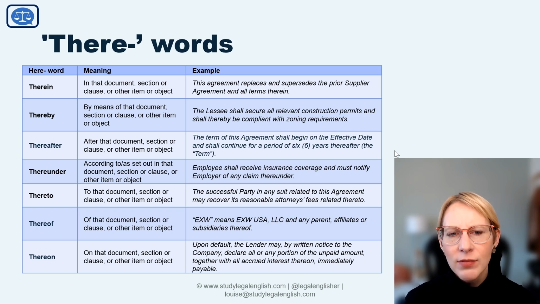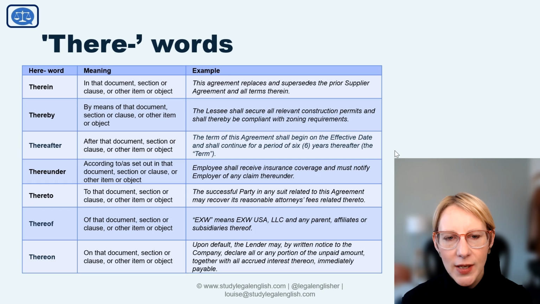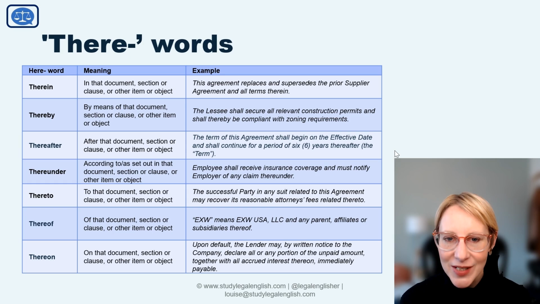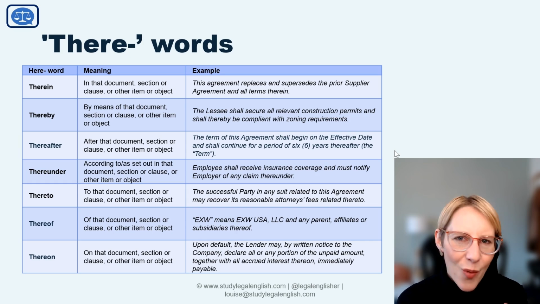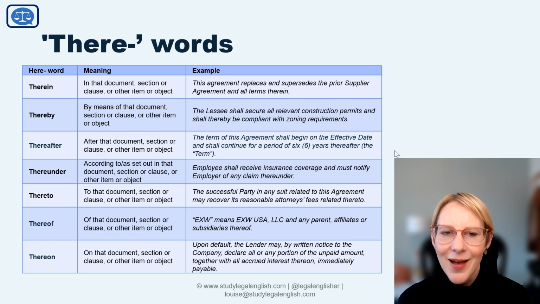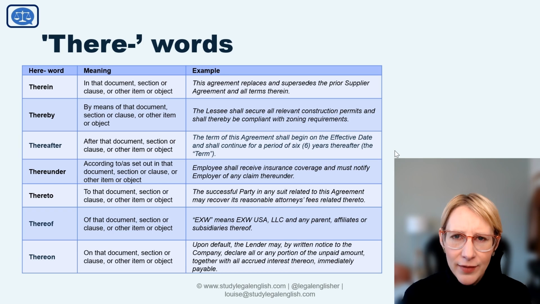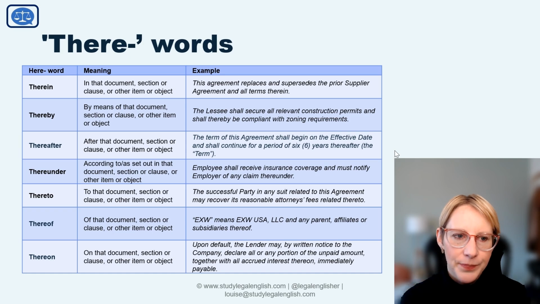For example, this agreement replaces and supersedes the prior supplier agreement and all terms therein. You've got one particular document in which this phrase is written, and we're referring to another document, a previous document that the parties agreed to, the supplier agreement, and all of the terms in the supplier agreement have been replaced by the current document. So therein refers to the supplier agreement, which is not this agreement where we find this phrase.